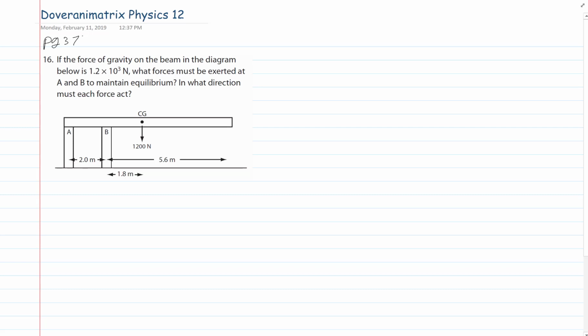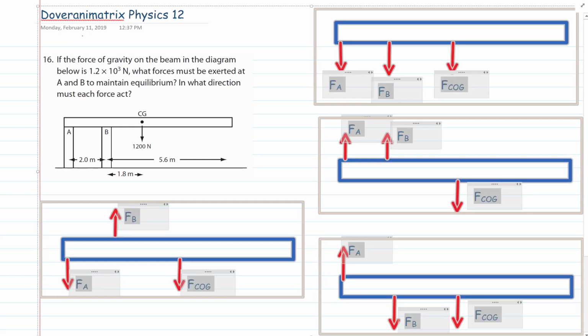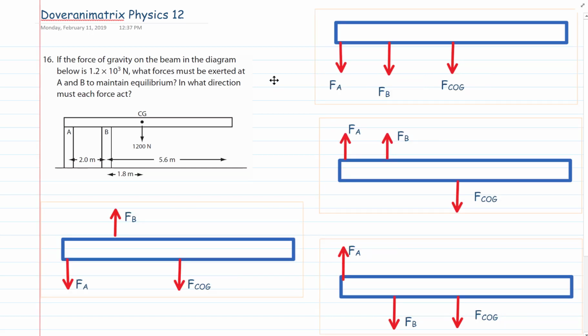Well, we have to make sure it's in equilibrium. So A and B could have forces up or down, and there's going to be a center of gravity that has a force of gravity down there already. So A and B can both be up, down, or in opposite directions. That leaves us with these options.